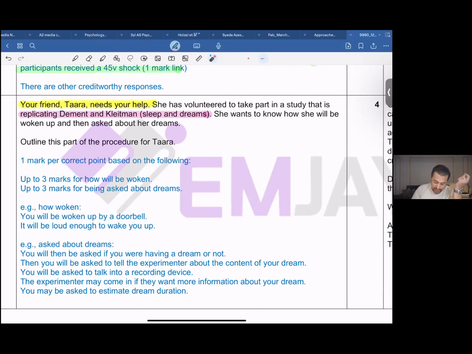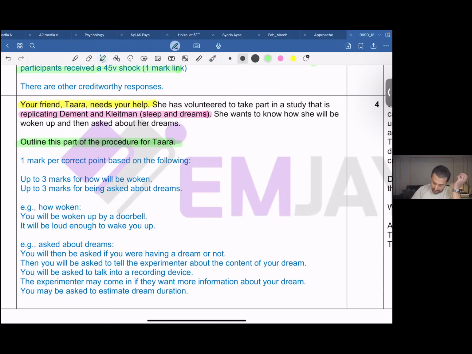So again, you have a question on procedure. Now, did you notice you have had 2 questions of 4 marks each on procedure? So for the students who ask, oh sir, is the procedure important? I think you have an answer to it, right? And outline this part of the procedure for Tara.